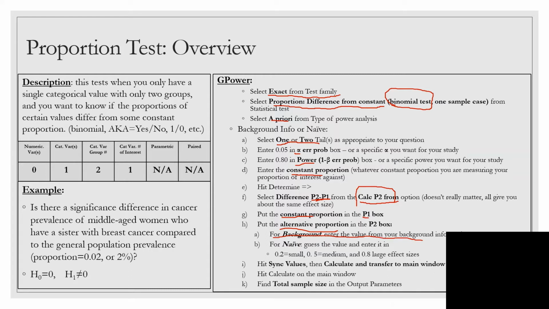If you're naive, you don't enter proportions at all, you just calculate the value of effect size, and it's 0.2, 0.5, and 0.8 for the exact tests. You want to sync your values and then calculate and transfer to the main window to get total sample size.